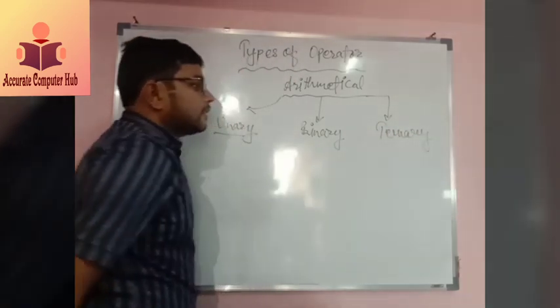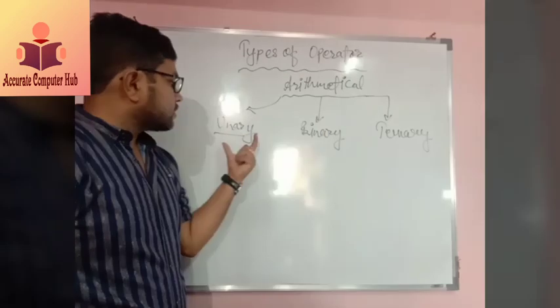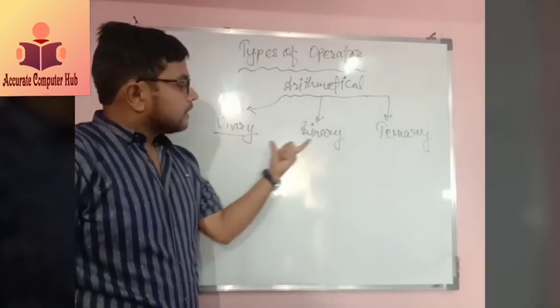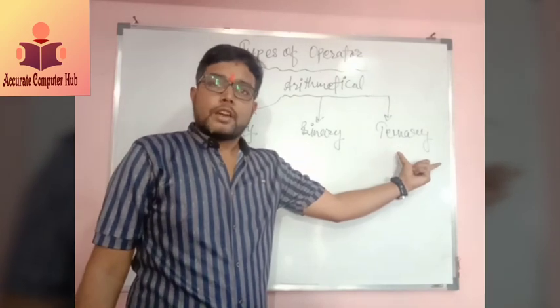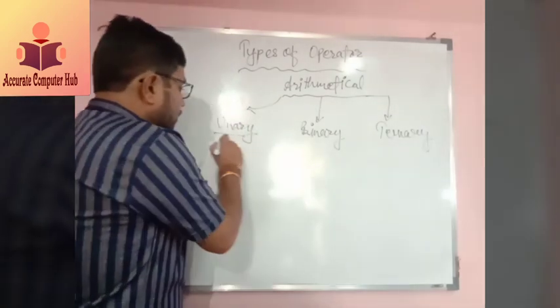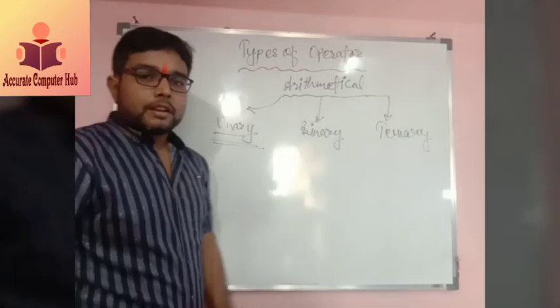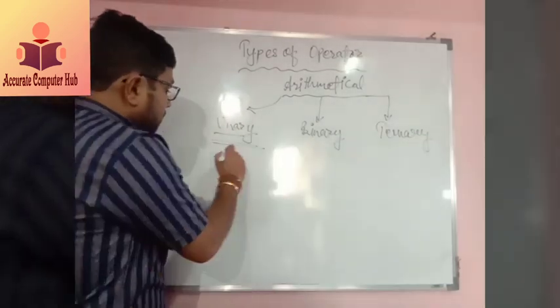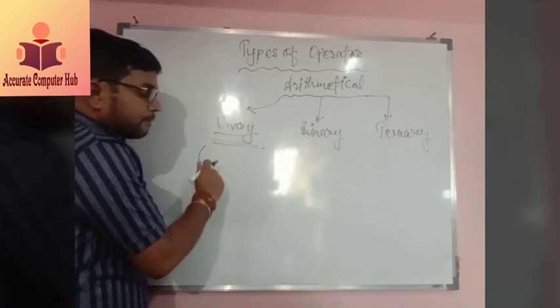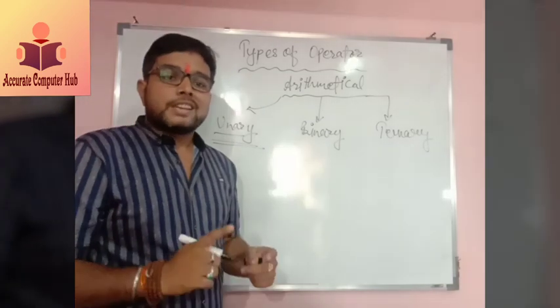So these are the 3 types of arithmetical operator. Now we have to learn about the unary arithmetical operator. What is unary arithmetical operator? Unary arithmetical operator is when you are performing any operation on a single operand.